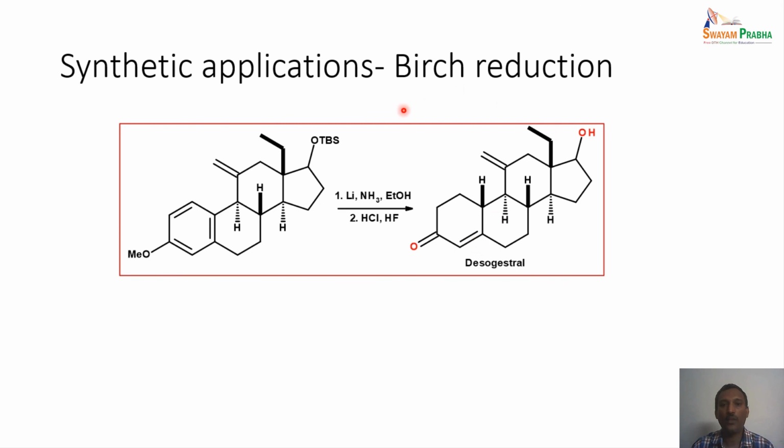And if you look at the application of Birch reduction, desogestrel synthesis is generally used here. This aromatic system can be selectively reduced to the alpha beta unsaturated carbonyl unit using Birch reduction very selectively. Here the isolated double bond is not at all reduced in this particular reaction, and this OTBS protection can be removed by HCl and HF in the last step to get the desogestrel. So this reaction is a use of Birch reduction in natural product synthesis.